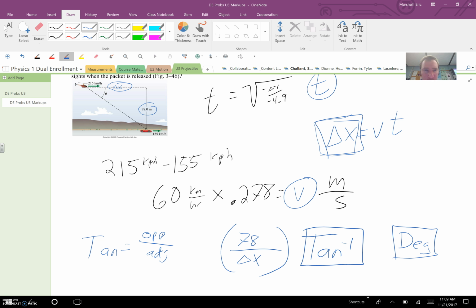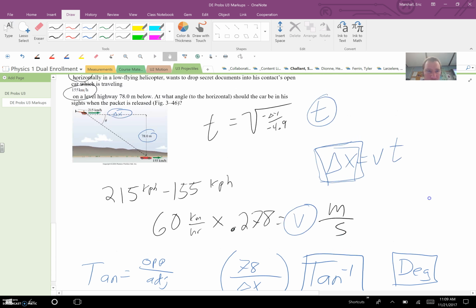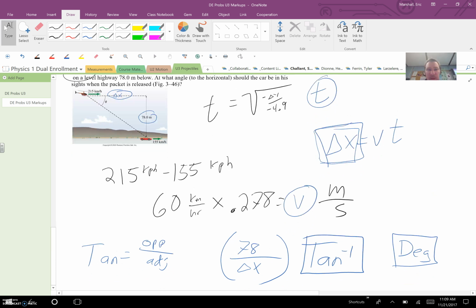But okay, so you're just looking for that angle. Again, we're comparing distances on this triangle. We can't compare velocities because this vertical velocity is, of course, changing because of gravity.